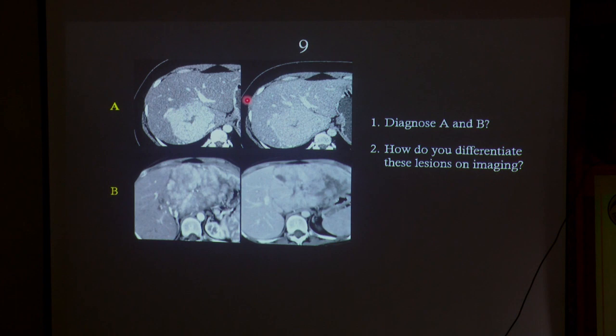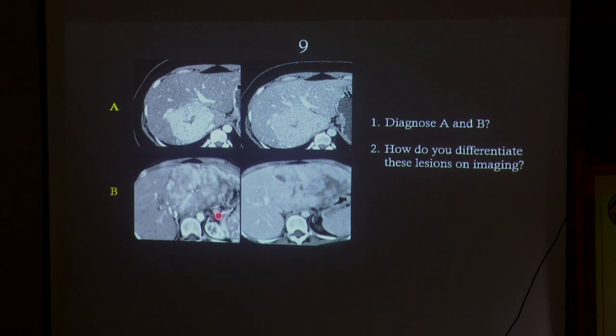Yes, A is FNH, focal nodular hyperplasia, and B is fibrolamellar HCC. So what is FNH? Is it a tumor? No, it is not a neoplasm. Predominantly it is a hyperplastic response to increased blood flow in some cases of arterial malformations, whereas fibrolamellar HCC is a malignant lesion.